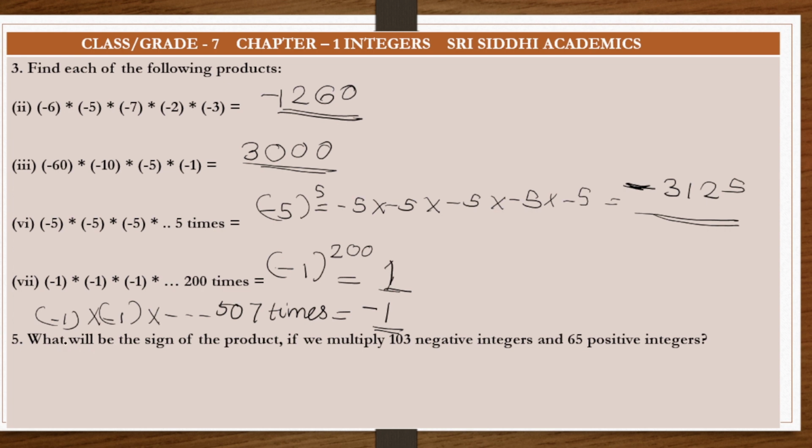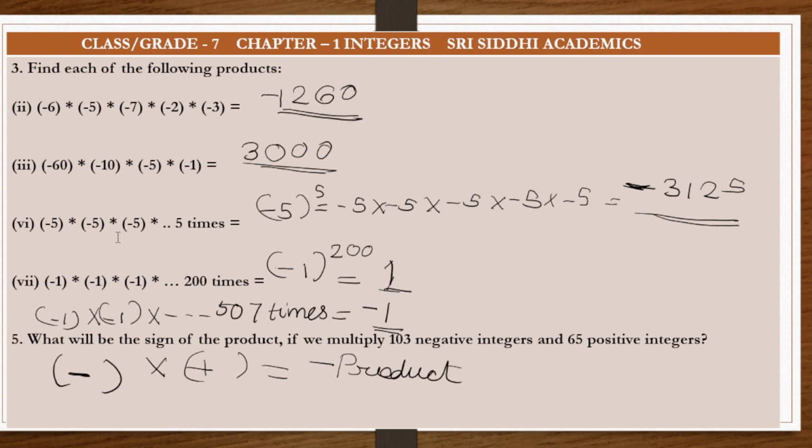Now let's do question number 5. What will be the sign of the product if we multiply 103 negative integers and 65 positive integers? 103 negative integers will give us a negative product, right? Something which is negative, and any number of positive integers, whether odd or even. Here it is given 65. If it were not 65 but 64 or 66, it doesn't matter. Any number of positive integers, even or odd, will always give a positive answer. Now if you multiply like this, finally the product that you get will be a negative integer, a negative product. Okay, so this is for question number 5.